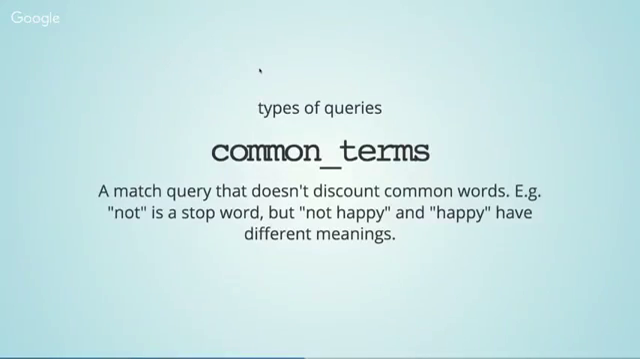Common terms is a more natural language specific thing where you don't want to just rule out all stop words altogether. A stop word is something that is very common in text, like the, a, not, and these generally will get lots of matches through a corpus, but the documents returned aren't necessarily more relevant because the term is there. But sometimes common terms are really important, like the example here: not happy versus happy have entirely different meanings. So you might want to do a common terms query in that case.